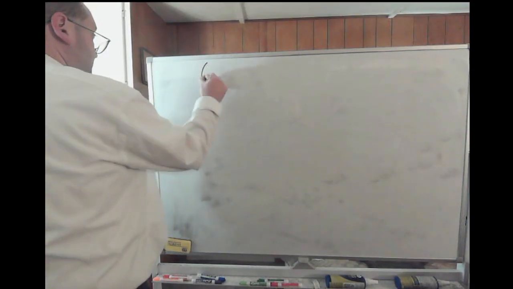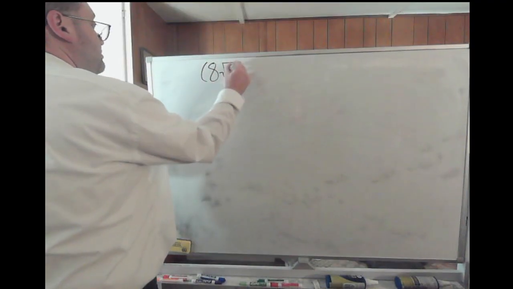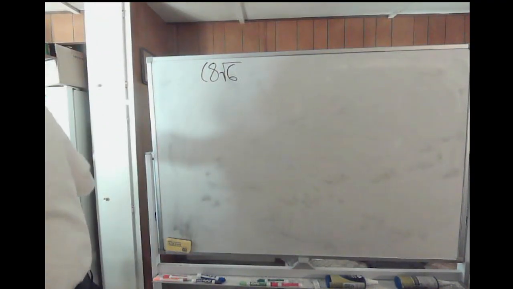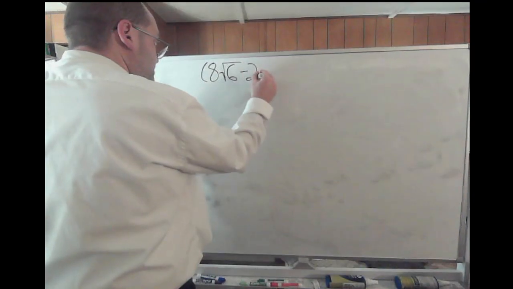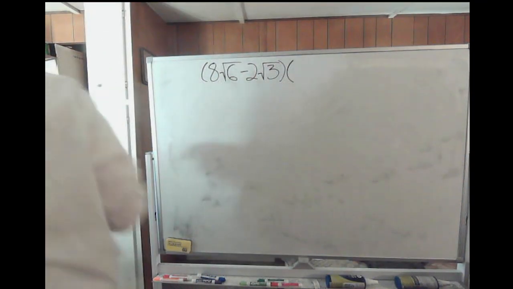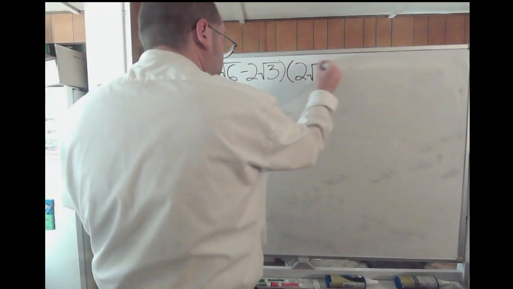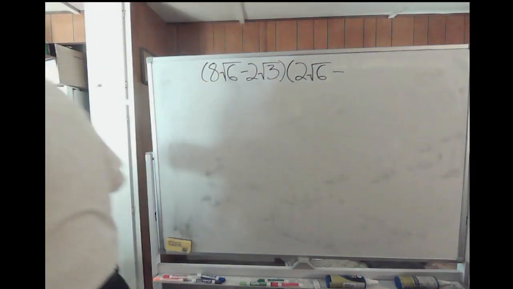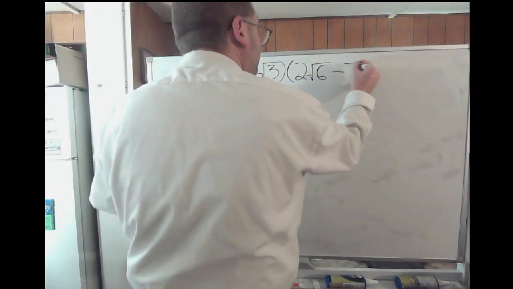All right, last one here. So why don't we go with, let's see, not the last problem, but the last problem like this. 8 times the square root of 6 minus 2 times the square root of 3, that quantity times 2 times the square root of 6 minus 3 times the square root of 3.